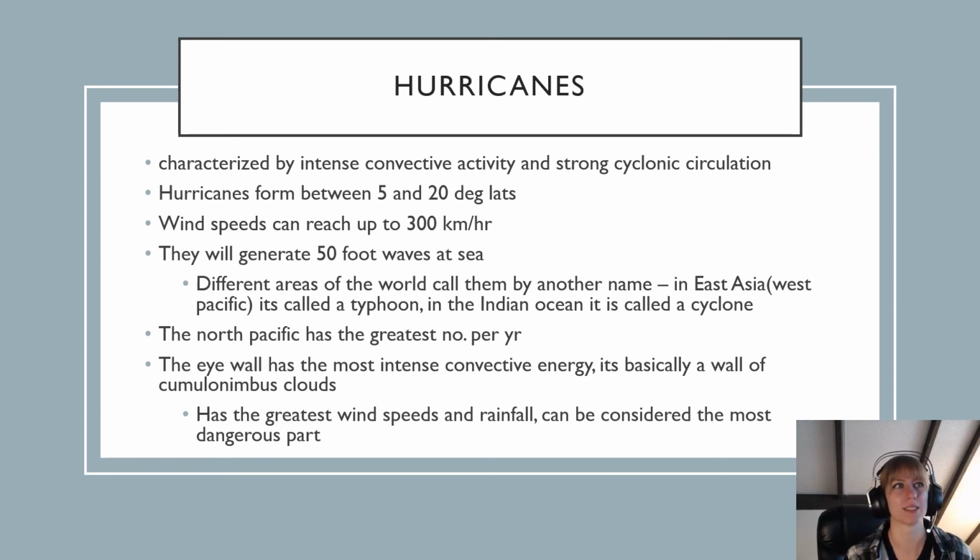In East Asia, they are called a typhoon. In the Indian Ocean, they call it a cyclone. And, of course, we call it hurricanes. The North Pacific has the greatest number of hurricanes per year. Parts of it include the eye wall, the eye, but the eye wall, in particular, has the most intense convective energy. Basically a wall of cumulonimbus clouds, but it has the greatest wind speeds and rainfall. So it is the most dangerous part of the hurricane.